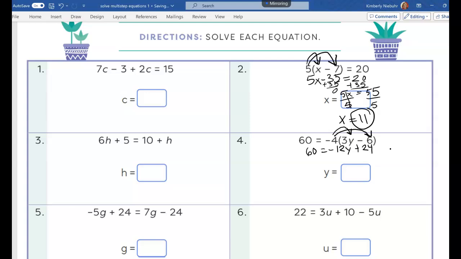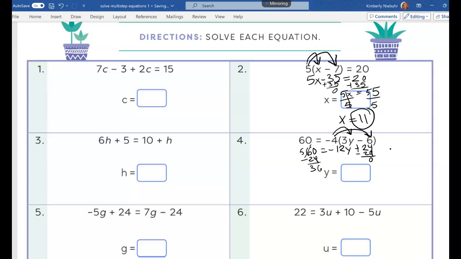What is our goal? Our goal is to get y all by itself so we can figure out what its value is. So we're going to subtract 24. What we do to one side of the equal sign, we do to the other. 60 minus 24. This can become a 5. That's 10. 4, 5, 6, 7, 8, 9, 10 is 6. 5 minus 2, 2, 3, 4, 5. That's 3.